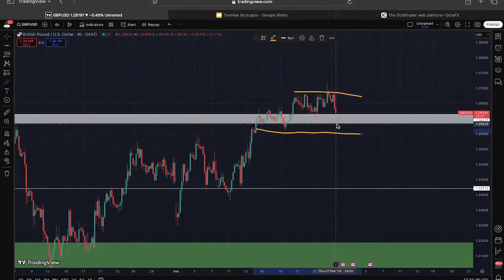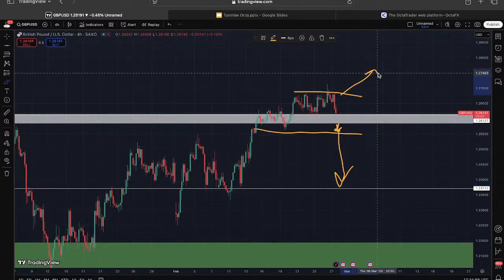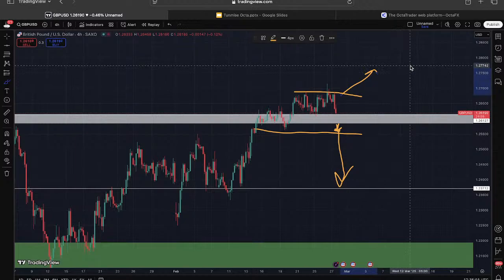So if price comes down and touches your sell stop, of course there is a higher probability that price will continue to go down. And if it hits your buy limit, there is a higher probability that it will continue to go up. Okay, and that's it. All right.